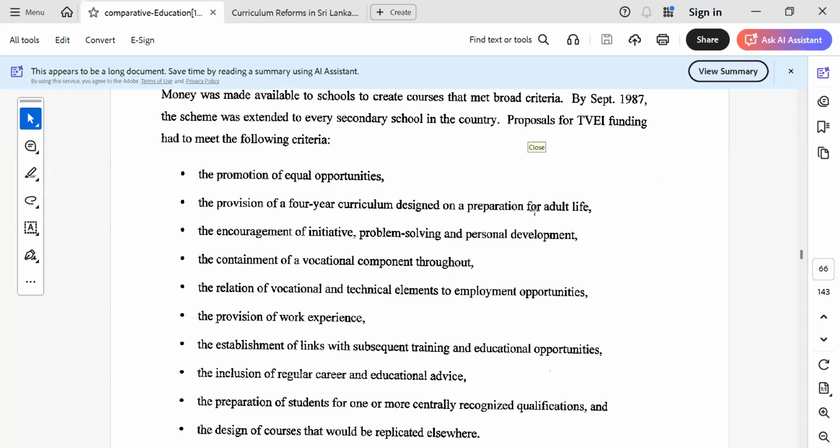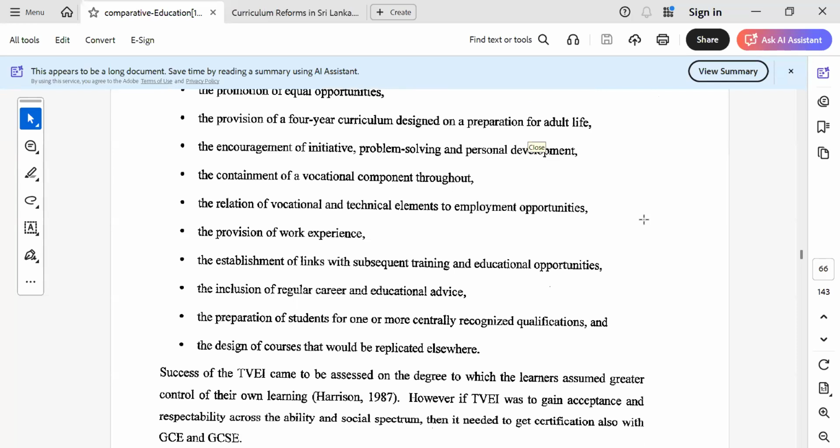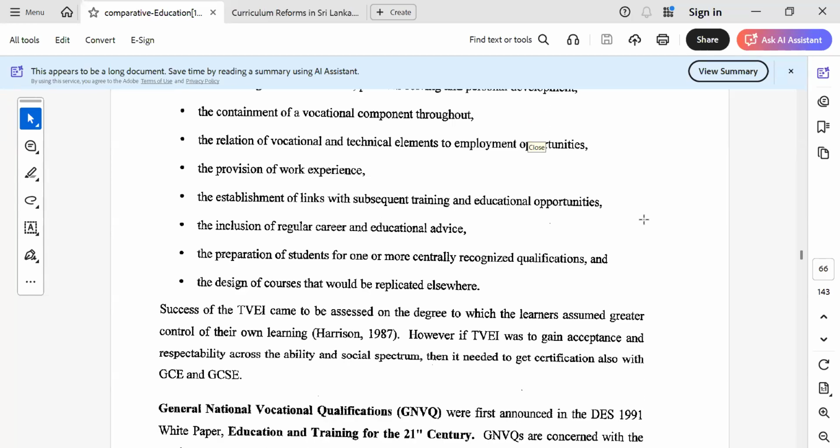The promotion of equal opportunities, provision of a 4-year curriculum design for preparation for adult life, encouragement of initiative, problem solving and personal development, the inclusion of a vocational component throughout, the relation of vocational and technical elements to employment opportunities, provision of work experience, the establishment of links with subsequent training and educational opportunities, the inclusion of regular career and educational advice, the preparation of students for one or more centrally recognized qualifications, and design of courses that would be recognized elsewhere.